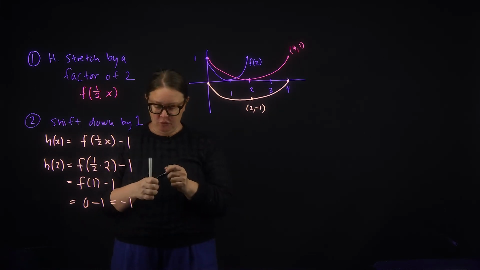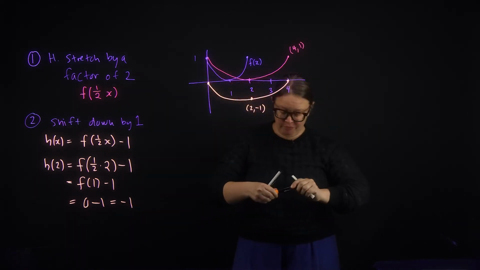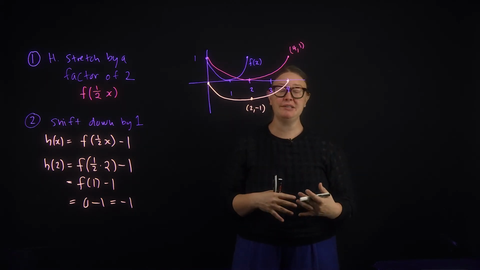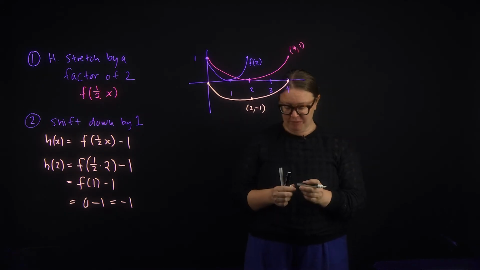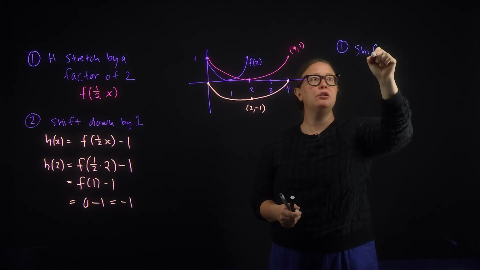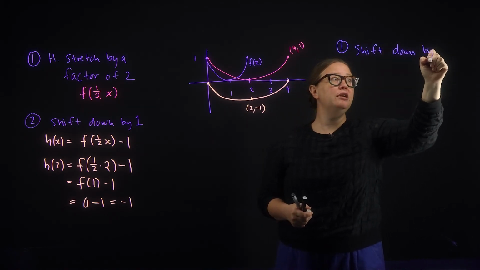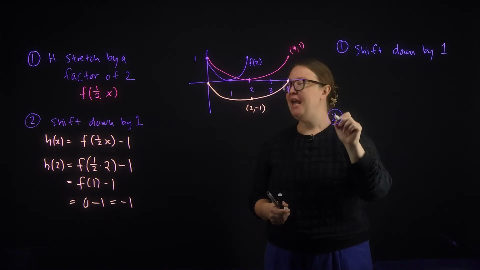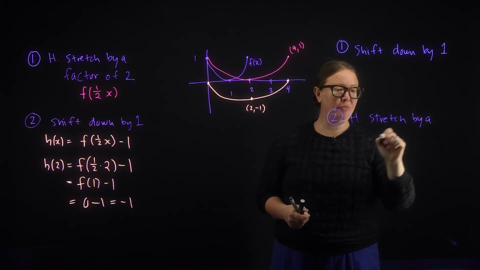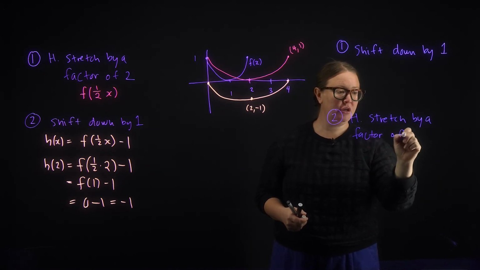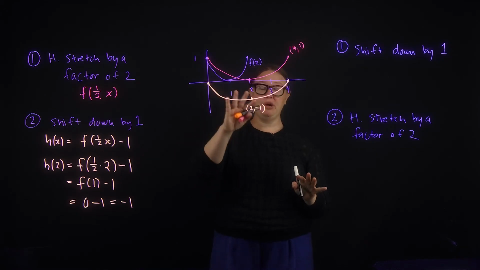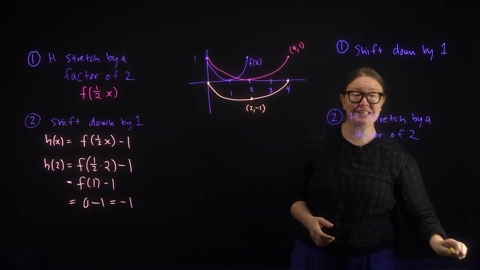Now let's do this in the other order and see what happens. Remember in our previous set of transformations, the order mattered. We got 2 different things. So let's see what happens this time. I'm going to do these in the other order. That means first, I am going to shift down by 1, and then I am going to do a horizontal stretch by a factor of 2. Before I start to sketch this, pause the video, sketch it for yourself, or try to imagine in your head, what does this look like?